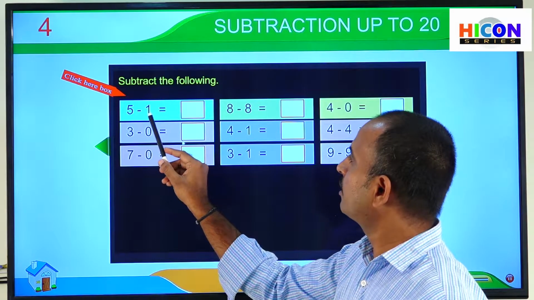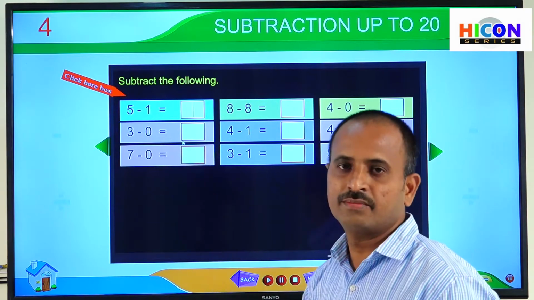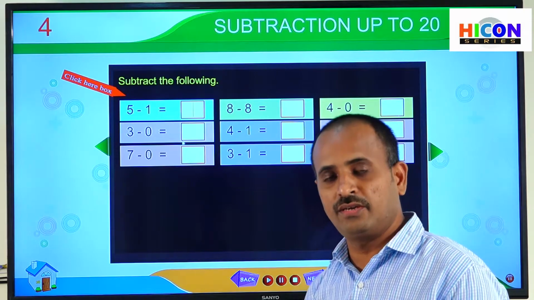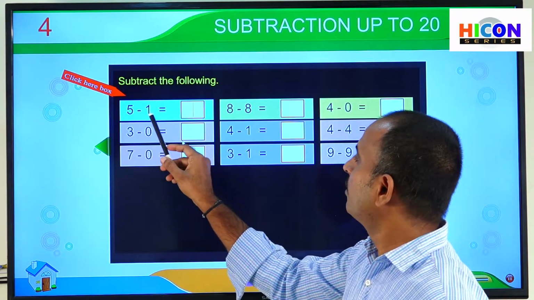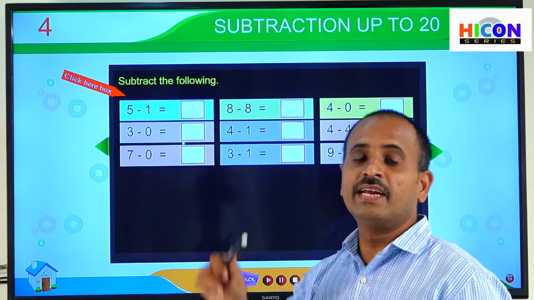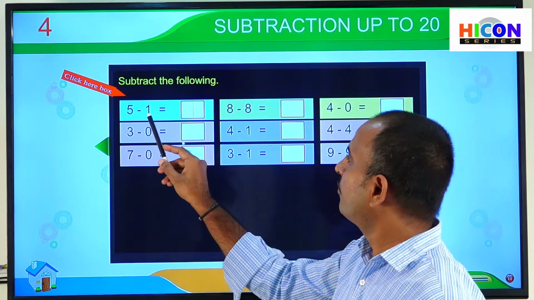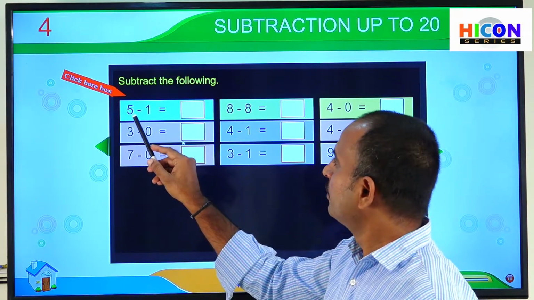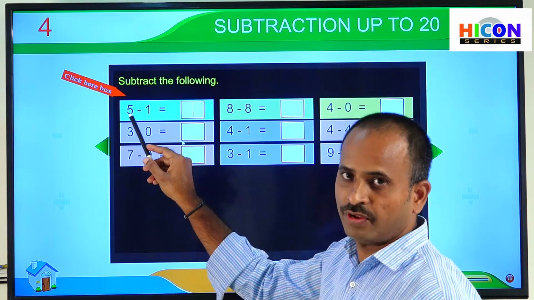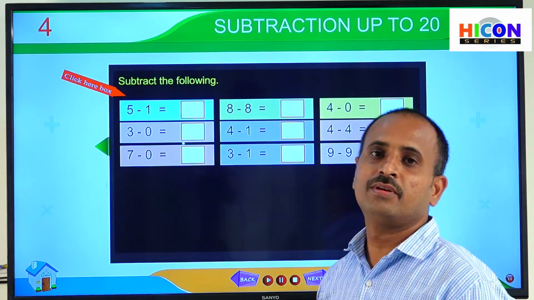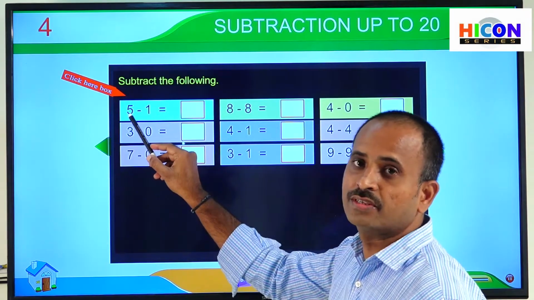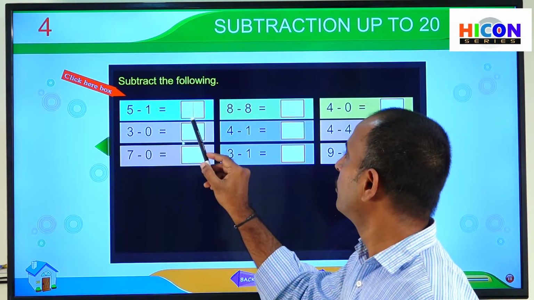If we subtract 1 from any given number, according to subtraction facts, we will get its before number. Here they have subtracted 1 from 5, so we will get the before number of 5. What is the before number for 5? The before number for 5 is 4. So write 4 in this box.